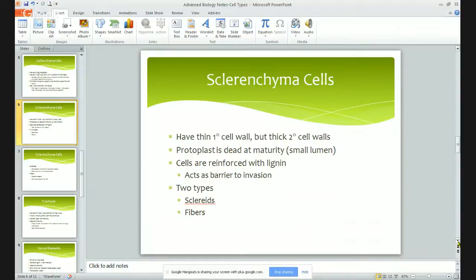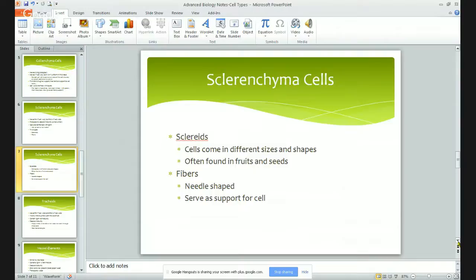Like I said, you've got two different types. You've got the sclereid and the fiber, which I've drawn two pictures of on your doodles. So your two different types, we're going to talk just briefly about those two different types of sclerenchyma cells. We've got sclereids. You can have different versions of sclereids. They come in different sizes and shapes.